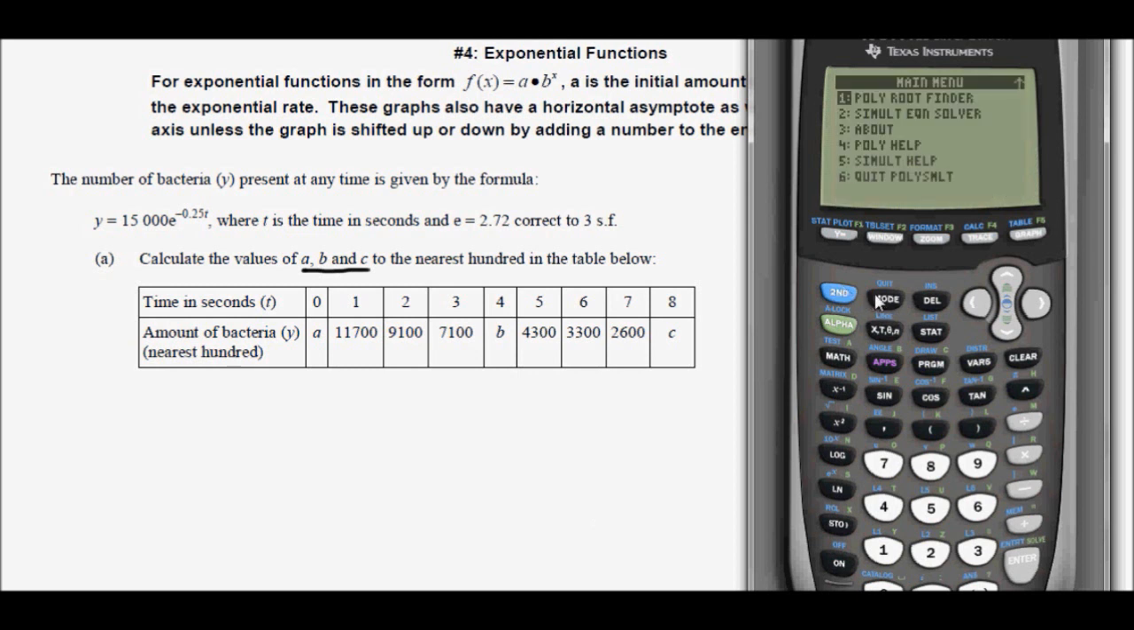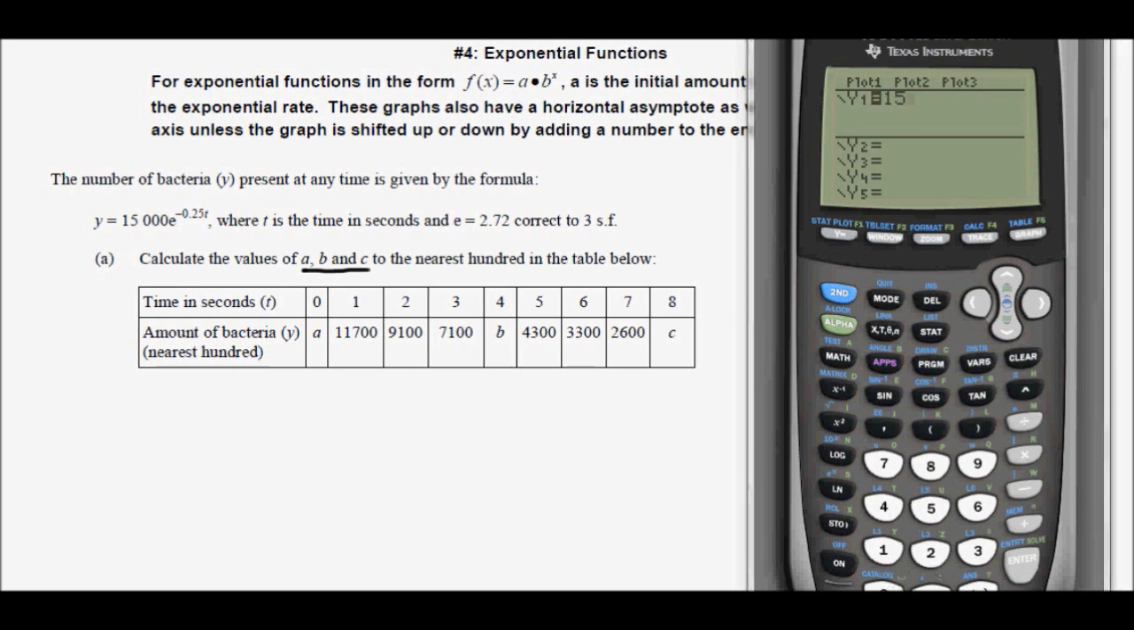Get out of here and just go y equals, and we'll clear everything out of there, and we'll just do 15,000 times 2.72, and then we'll raise it to the negative 0.25 x power. Okay, and so we'll just go to the table.